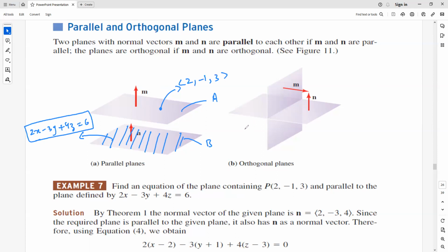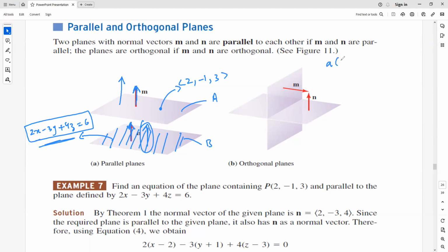Now, if we are able to find the normal vector of plane B, then since these planes are parallel, the vector that we find here, that is normal to B, is also normal to plane A, because both planes are parallel. So their normal vectors will also be parallel. So you can find the normal vector of plane B from the given equation, because we know that the equation contains the normal vector.